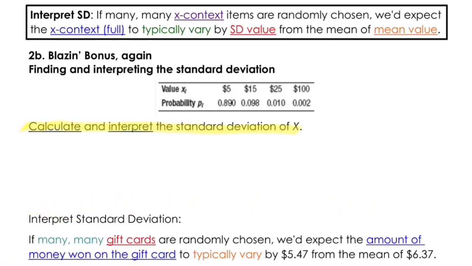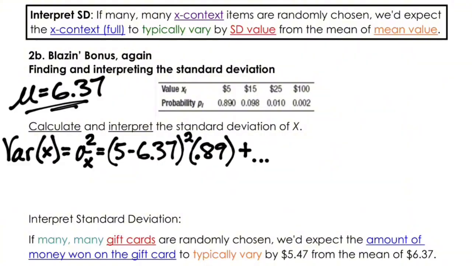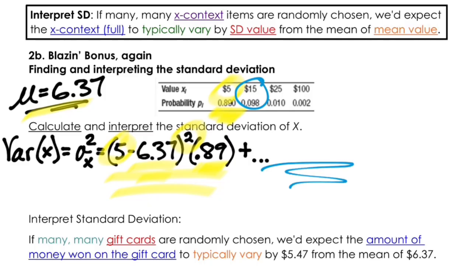Calculate and interpret the standard deviation of x. Here's how you can start it. The formula, carry over the mean from the previous problem, because we will need that. The formula begins by taking the first x value, in this case 5, you subtract the mean, which was $6.37, square that difference, and then multiply by the probability of the first value occurring, which was 0.89. That chunk of math gets written down, and then you repeat that pattern for the second value, which I am representing with a ... just because it does get tedious writing it out.